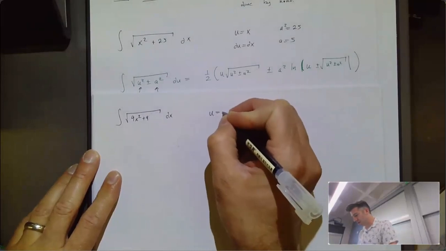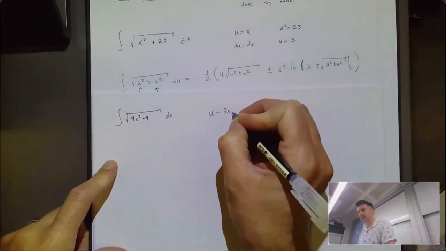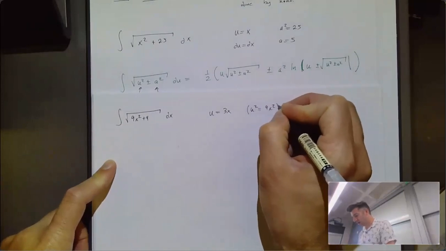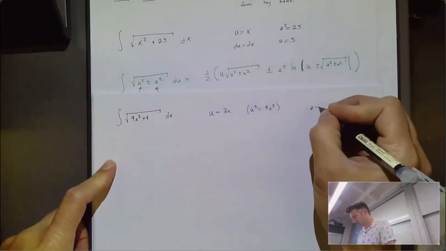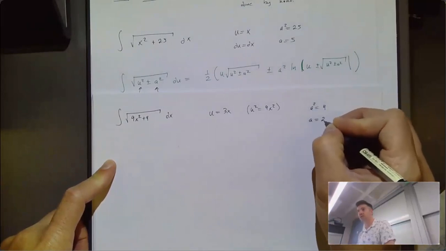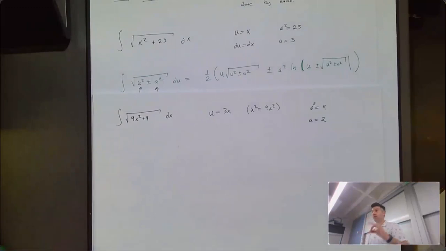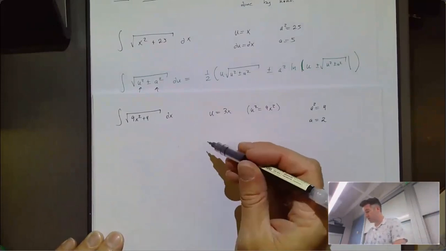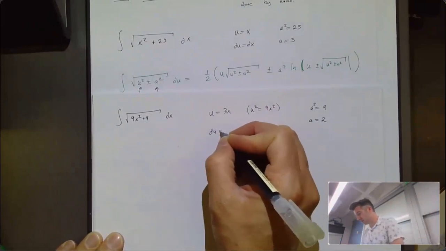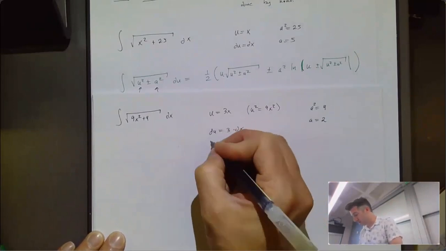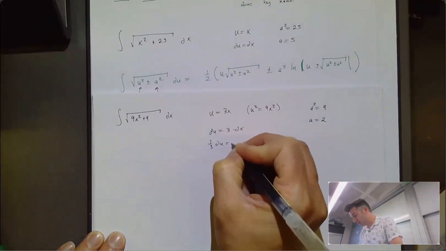u equal 3x so that u squared is 9x squared. And a needs to be, well, a squared needs to be 4, so that a is equal to 2. And importantly, and this is the part that people miss a lot of times when doing these integration table problems, we also need to adjust the du. So du is going to equal 3 times dx, so that 1/3 du is equal to dx.